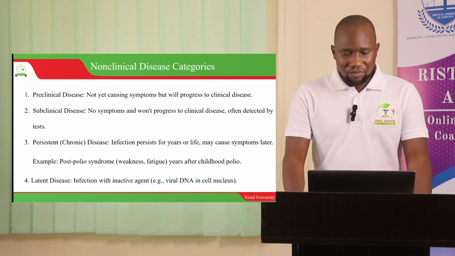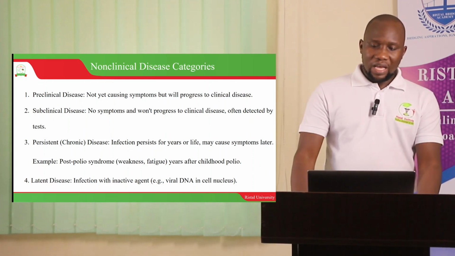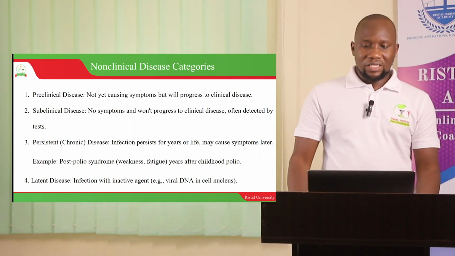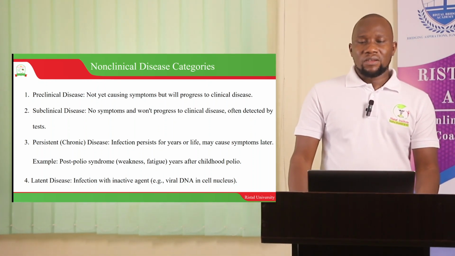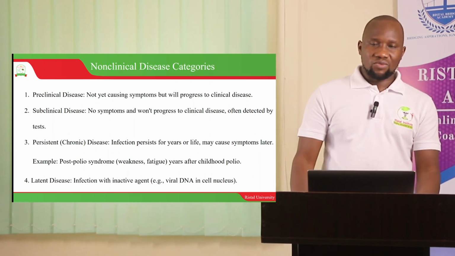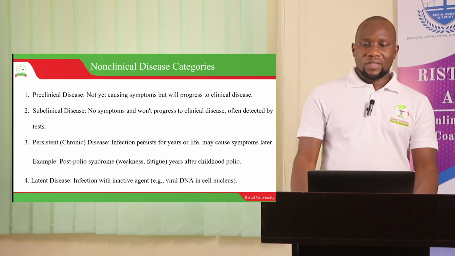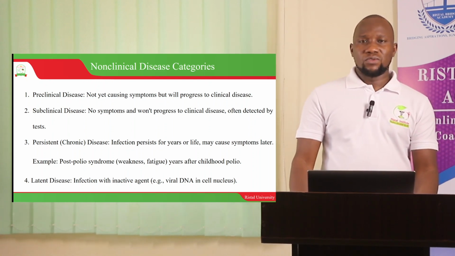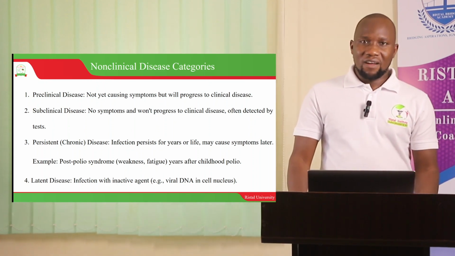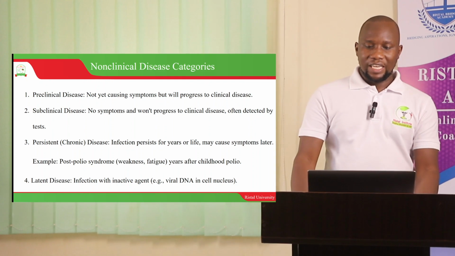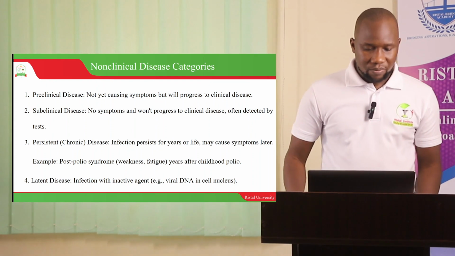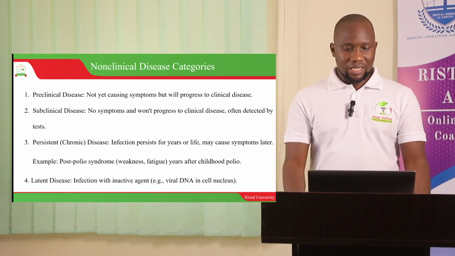And then subclinical, no symptoms, and you won't progress to clinical disease. Okay, so this is actually where you can have some of the carriers. Some of the carriers fall into this category. They will continue to shed the infectious agent into the population, but they will never have the disease manifesting clinically. Do we need to worry about them? Definitely we should be, because they are transmitting the infectious agent.